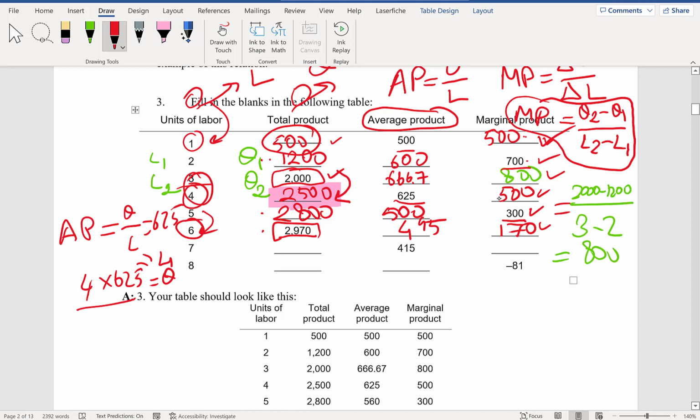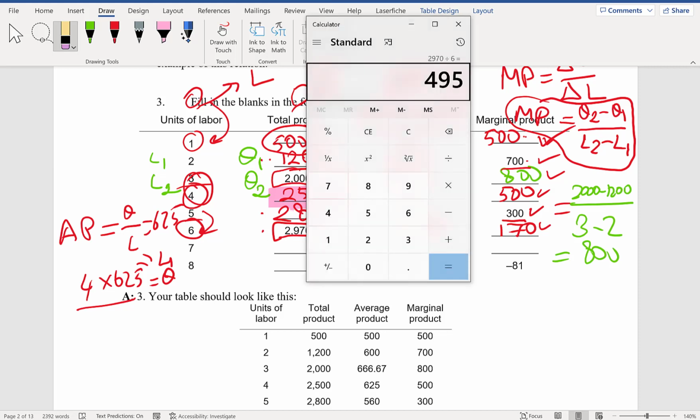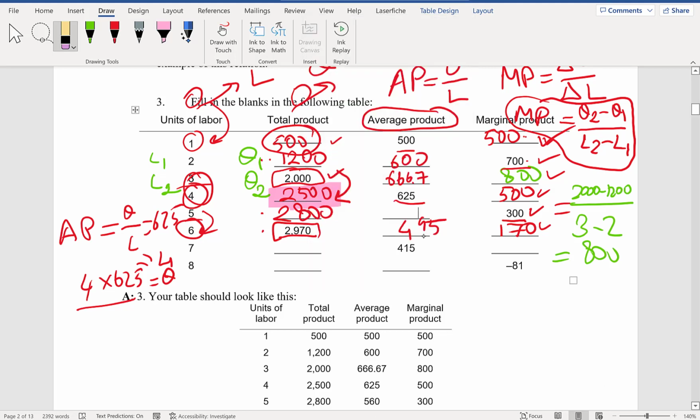Next. Okay, it says we made a mistake here. Yes, I mistakenly put... I'm going to correct this. This is a mistake, folks. I hope you caught it. So this is a mistake. I was supposed to do 2800 divided by 5. So 2800 divided by 5, 560. So this is a mistake.